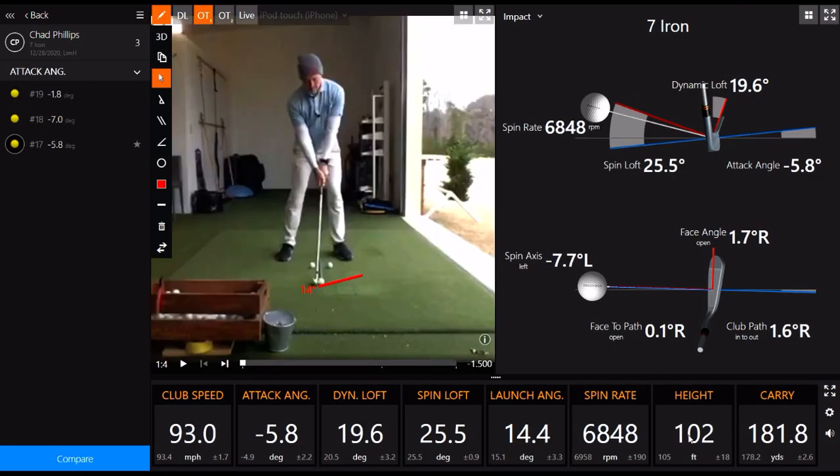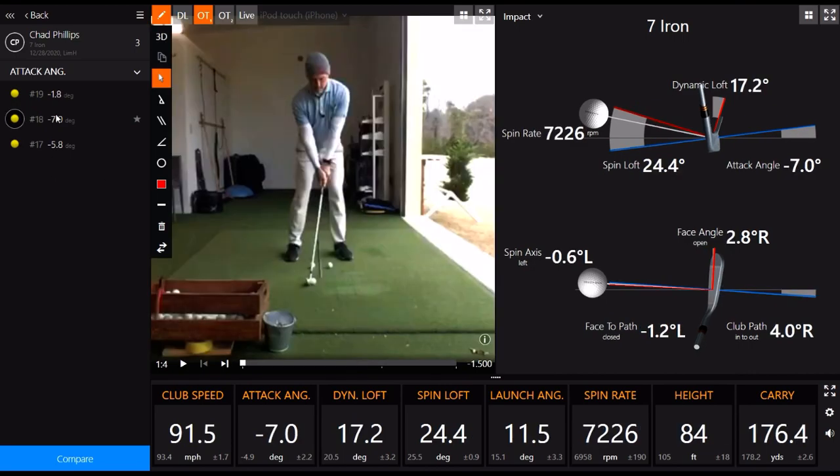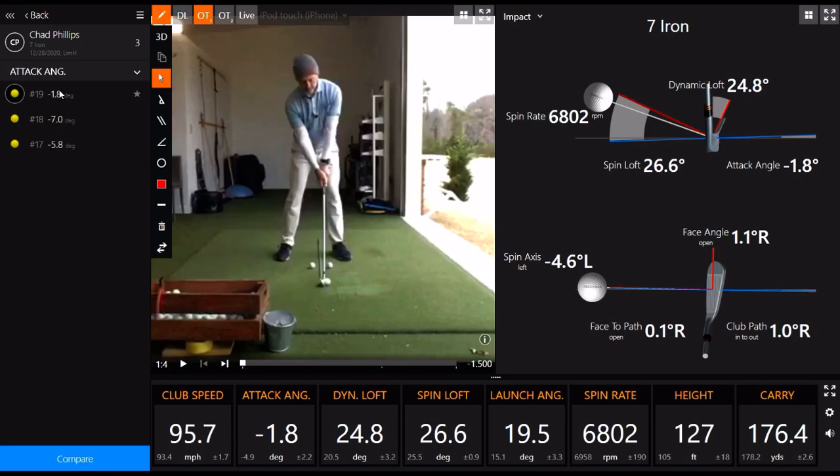However, when we move to the next metric, the height, my standard one was 100 feet, 102 feet. The low one was at 84 feet. That's great for hitting it into back pins or into a fairly stiff breeze. And then my high shot was 127 feet. And that's going to be good for downwind, maybe hitting it to a tighter pin over a bunker, or just firm greens in general. It's going to give me a little more stopping power.